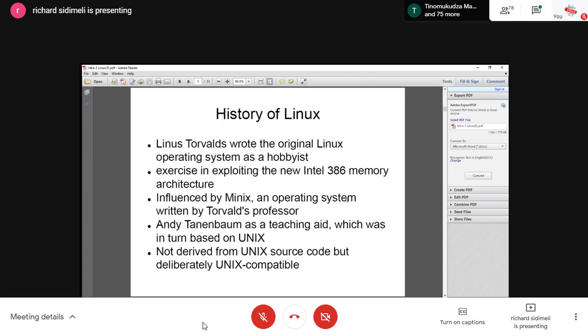You can say that it is a derivative of Unix, but it says here not derived from Unix source code, but deliberately Unix compatible. It is compatible to Linux, to Unix, but it is a different operating system. That's why it can be sold and be developed separately.